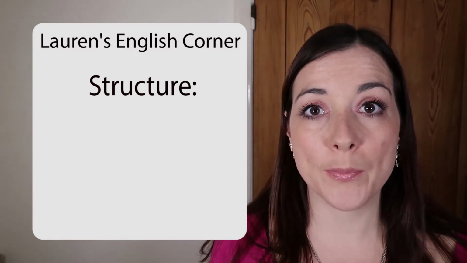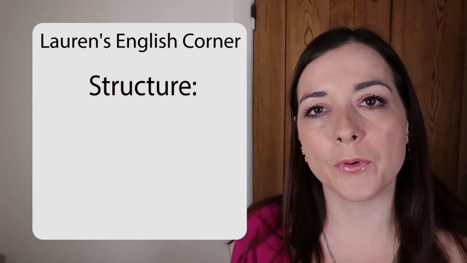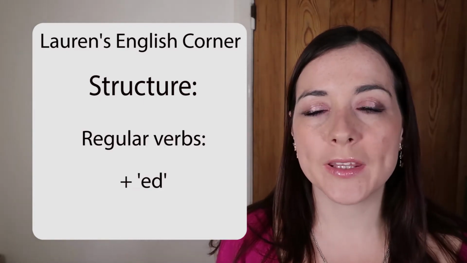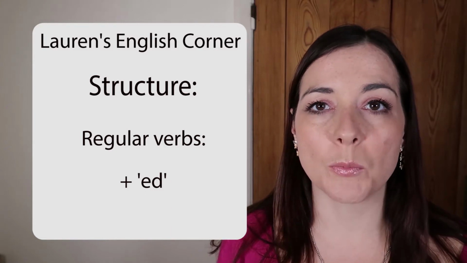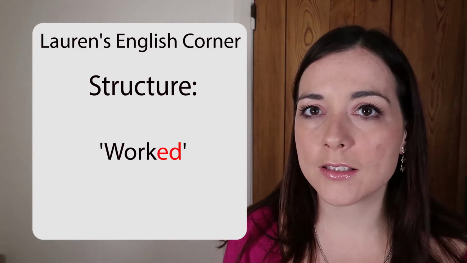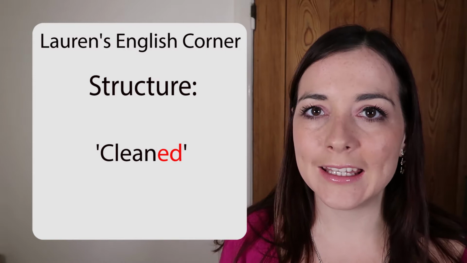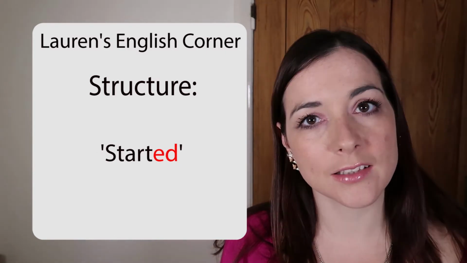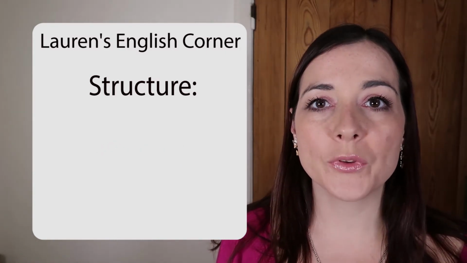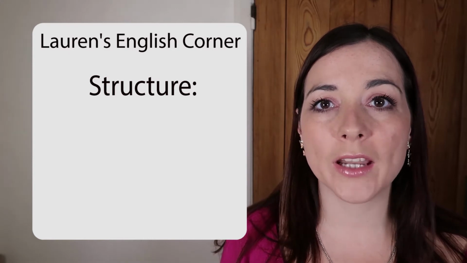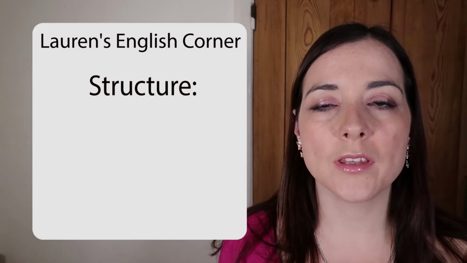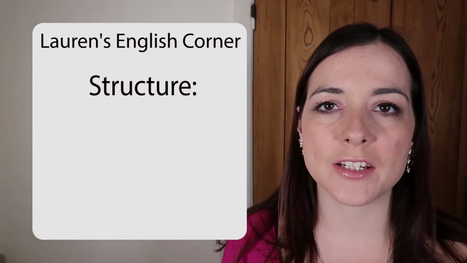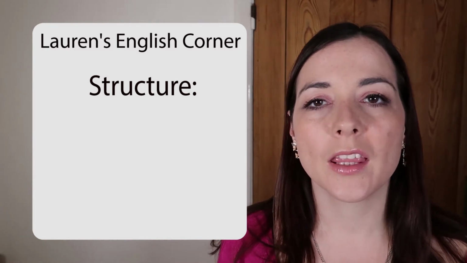Now this is the verb. And the past participle for regular verbs would be the same as the past simple. We just add ed. For example, work, worked, clean, cleaned, start, started. If you want to learn about the different ways to pronounce ed endings, I have a video on ed endings and their pronunciation, so you can check that out.